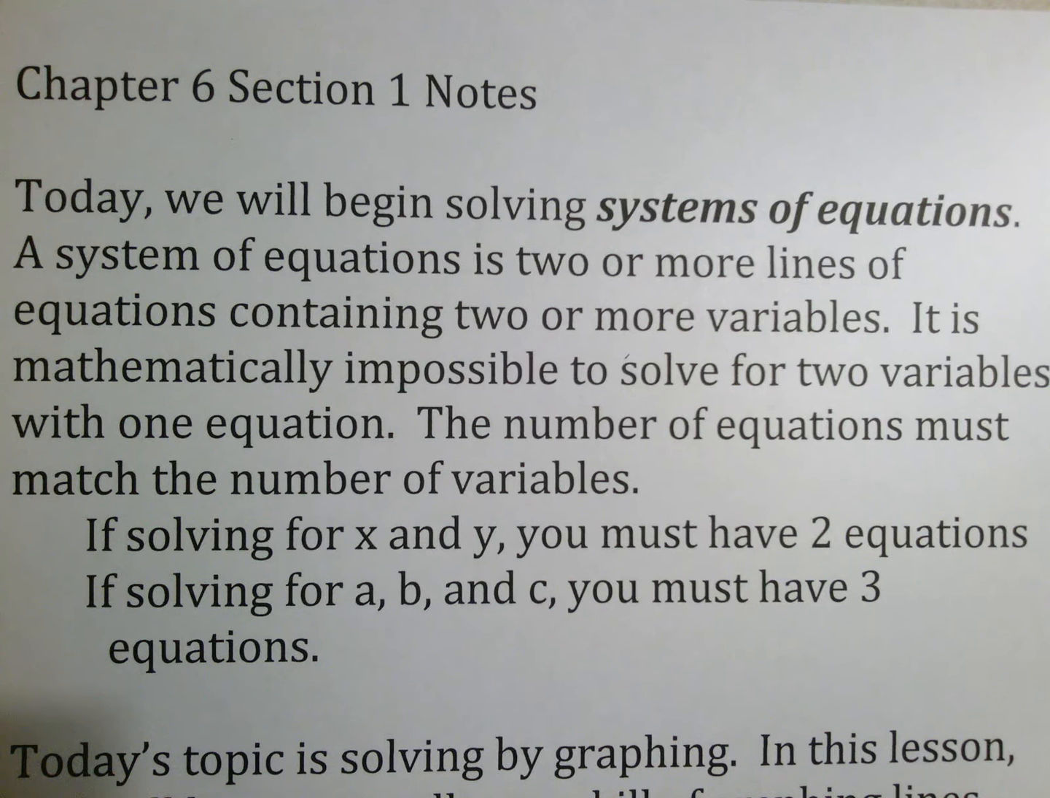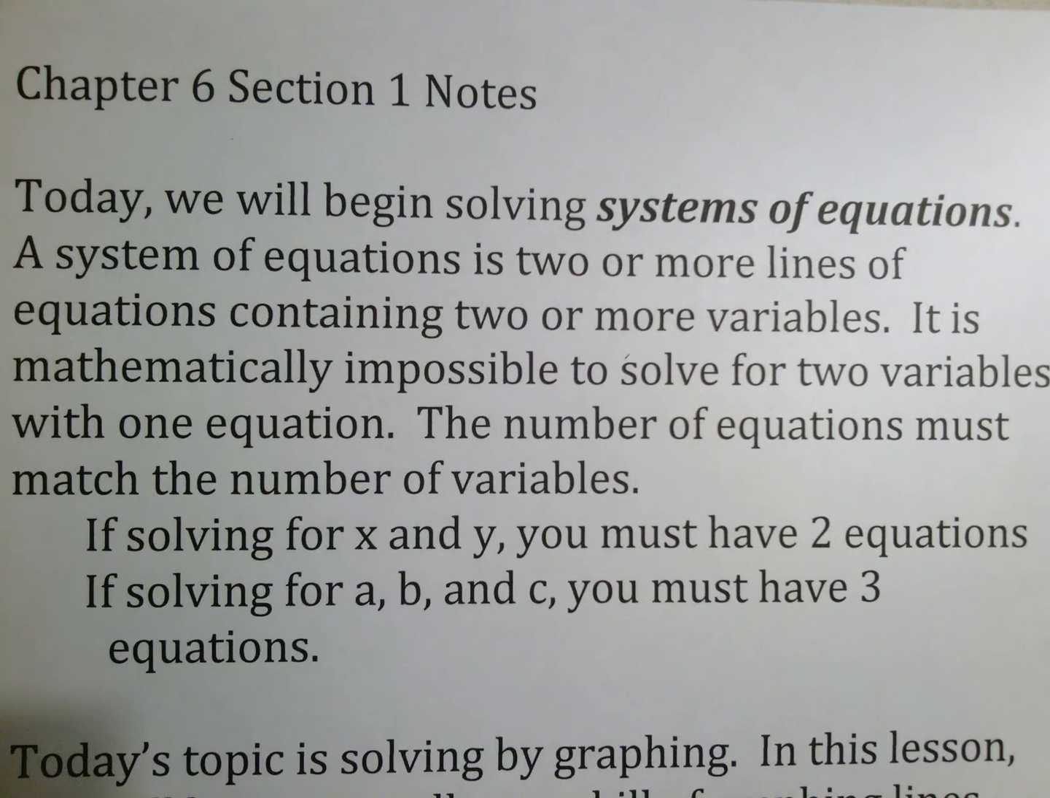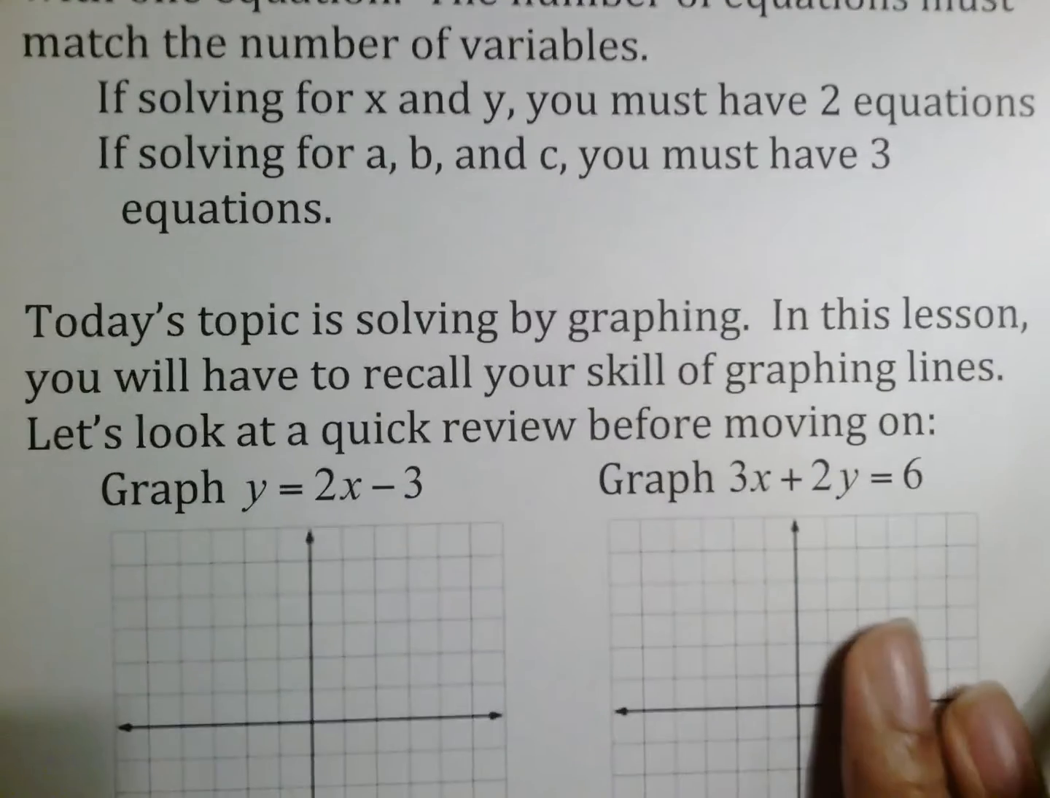What we call a system of equations is two or more lines of equations containing two or more variables. It is mathematically impossible to solve for two variables with one equation, and the number of equations must match the number of variables. So if you are given something where they're asking you to solve for x and y, then you have to have two equations, one for x, one for y. Now they can both be in each one, but you have to have two. If they're asking you to solve for a, b, and c, because there are three variables, you have to have three equations. And again, that's just a general idea.